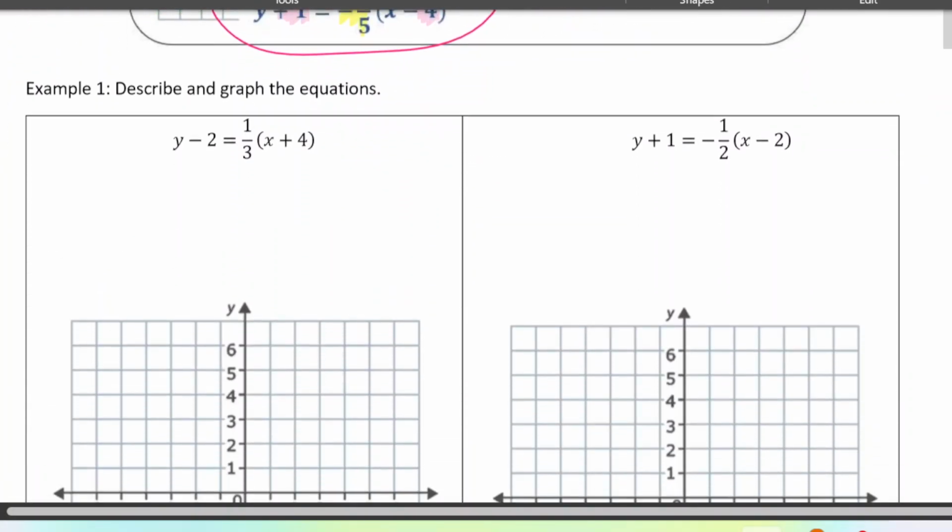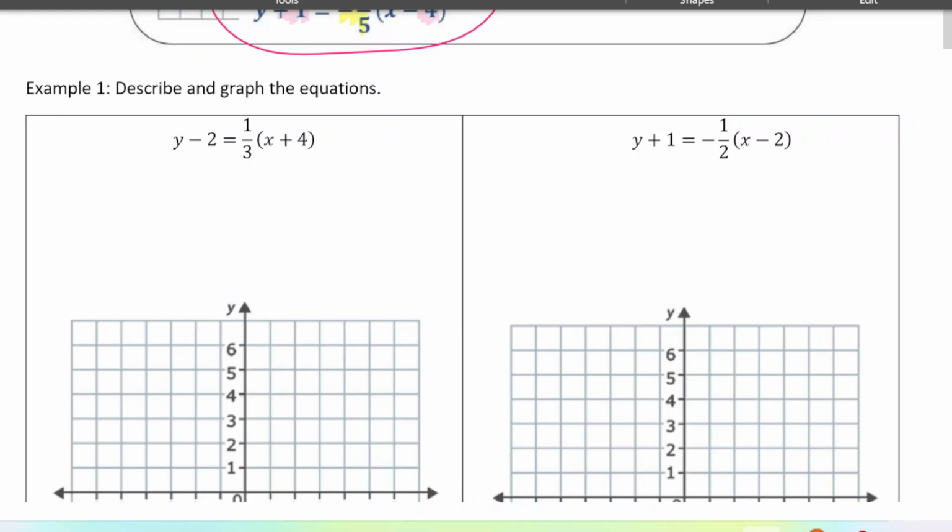Okay, so let's go ahead and practice graphing. So here it says, describe and graph the equations. So I'm just going to write the format here just underneath. So the format for the equation is this. Okay, so the m is the slope, and then the x1 and the y1 are coordinates of a point on the graph. So what we have to pay attention to is this negative sign.